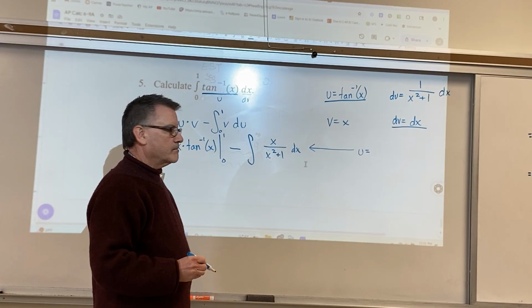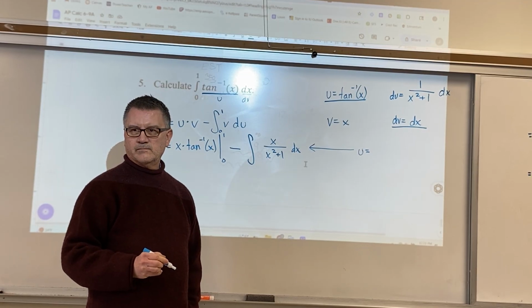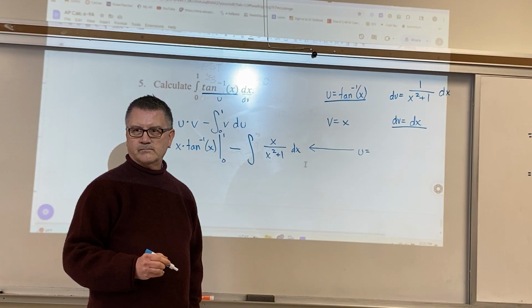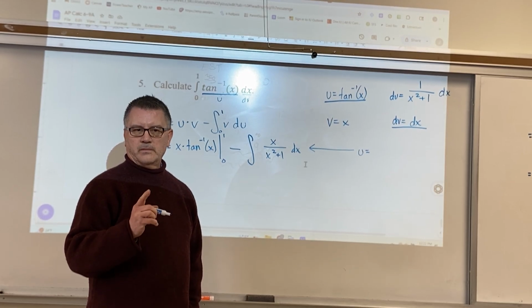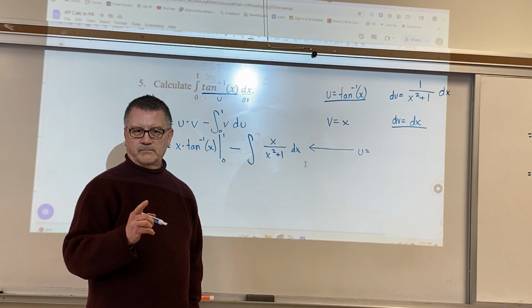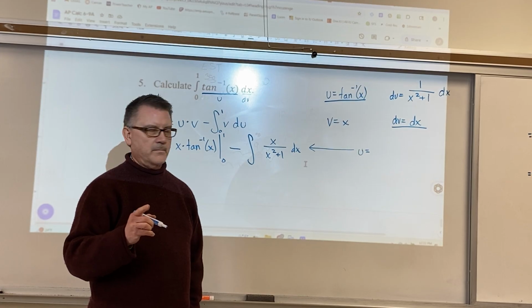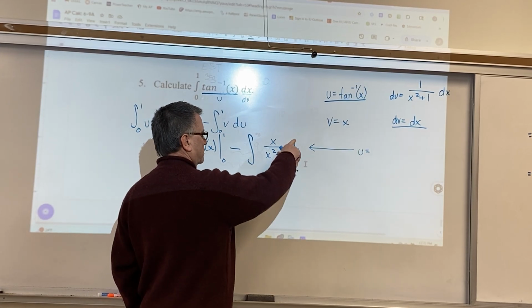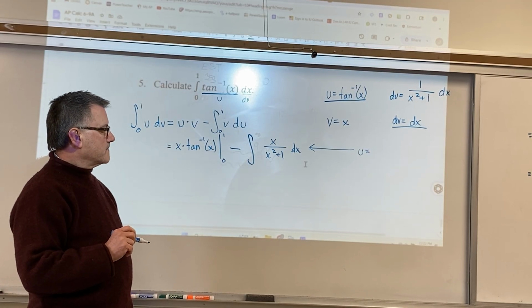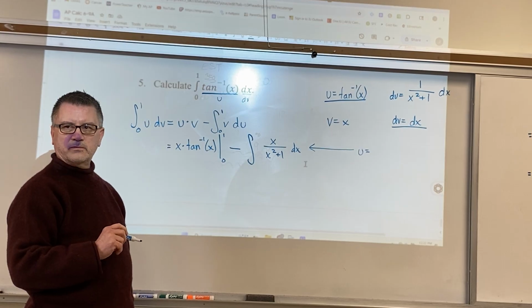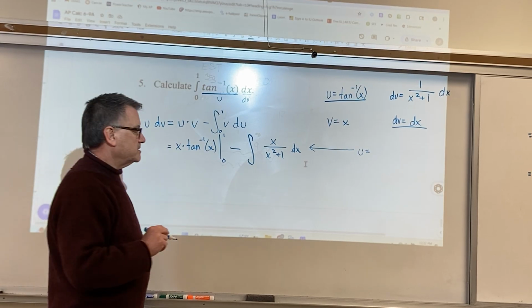Couldn't you rewrite x divided by x squared plus 1 as x times x squared plus 1 to the negative 1? Wait a minute. Yeah, you could, and then you'd have two distinct parts, and you'd be able to do the u and the dv again. That probably would work.